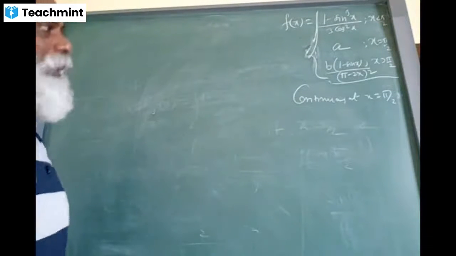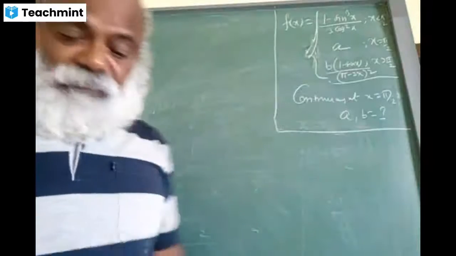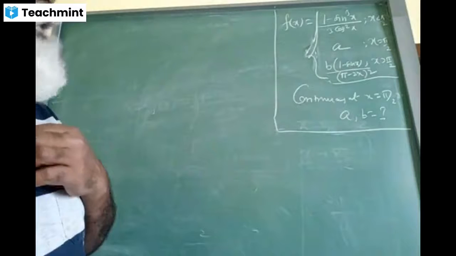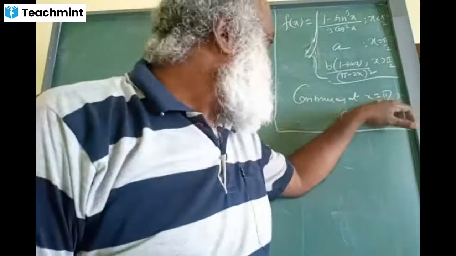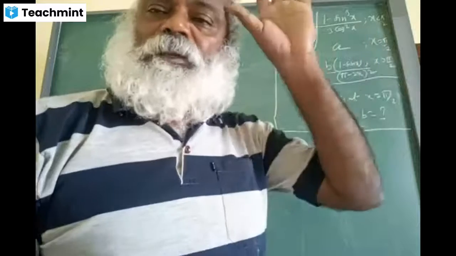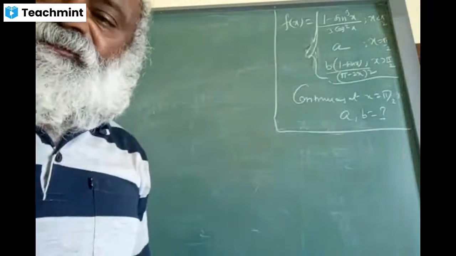At x equal to pi by 2, find a and b. This is our question. Such a notorious one, so we need to handle this. As usual, he has given a statement that at x equal to pi by 2 the function is continuous. Therefore, you can write the formula.